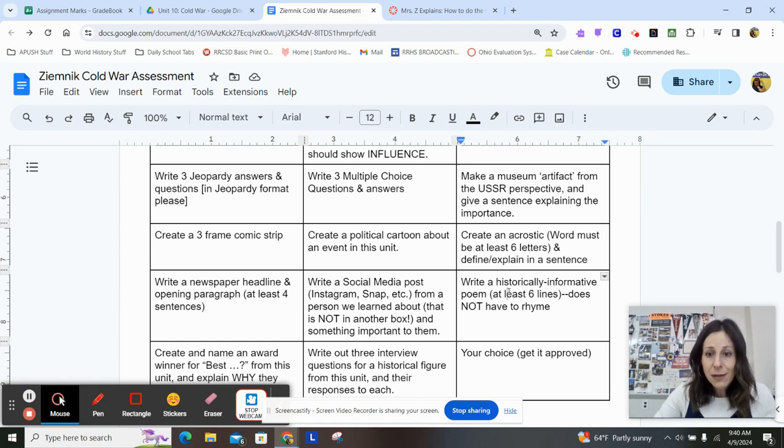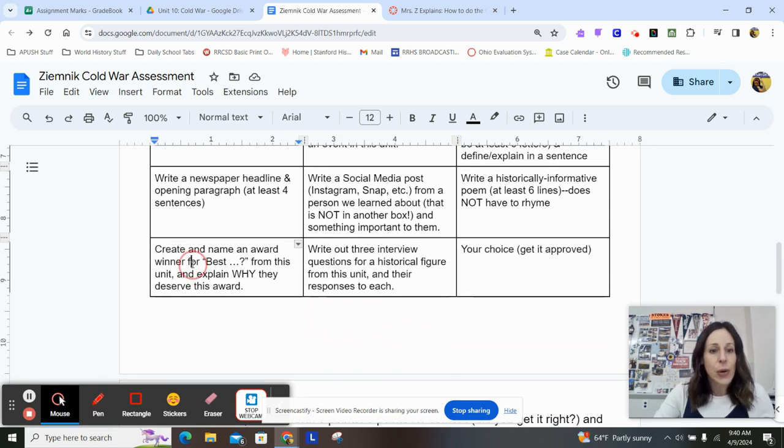Write a historically informative poem. It doesn't have to rhyme, but it does need to be 6 lines. Create a name and an award winner for best what? Best something to do with the Cold War and your topic, right? And explain why they deserve that award. Can be a person, can be a group, can be an event.